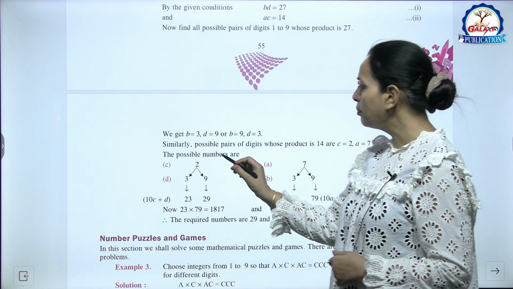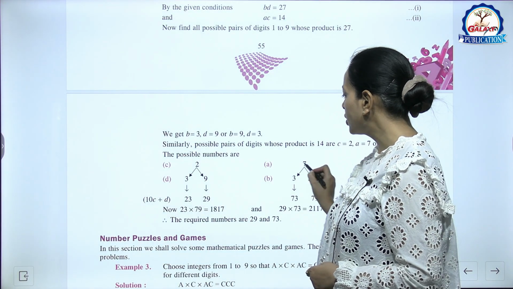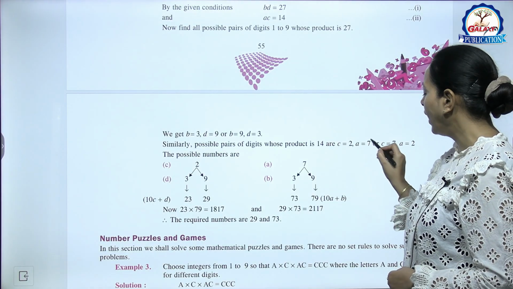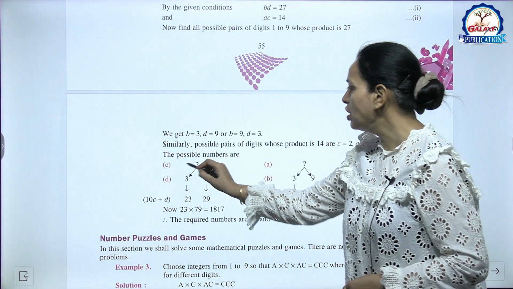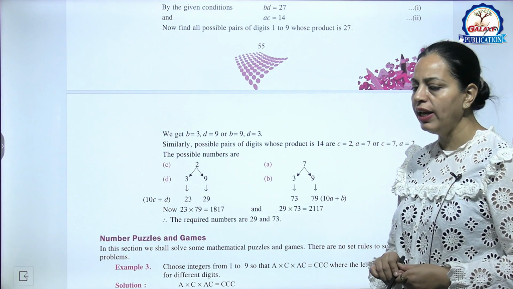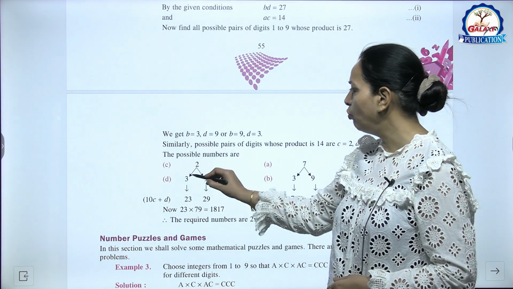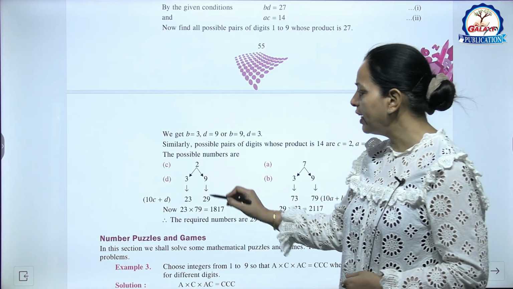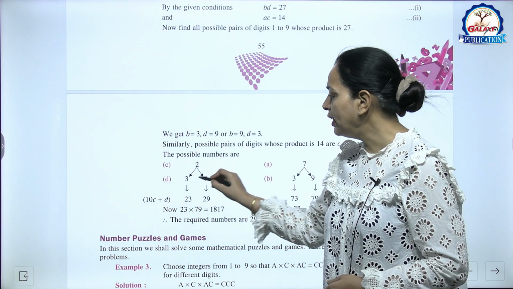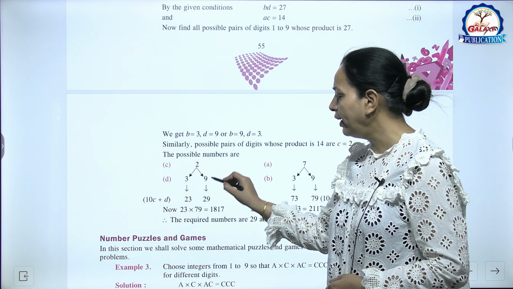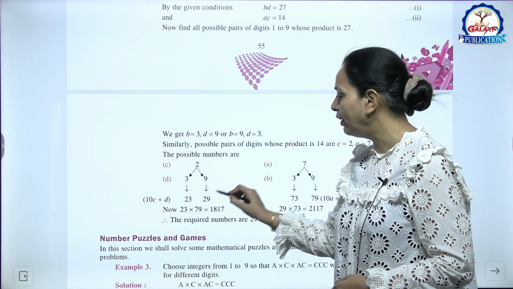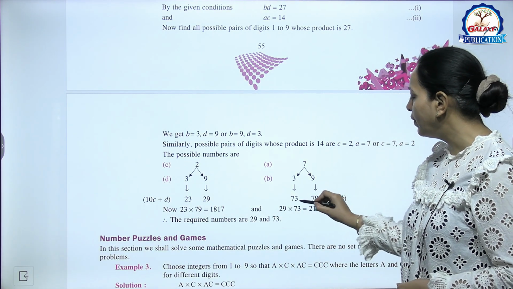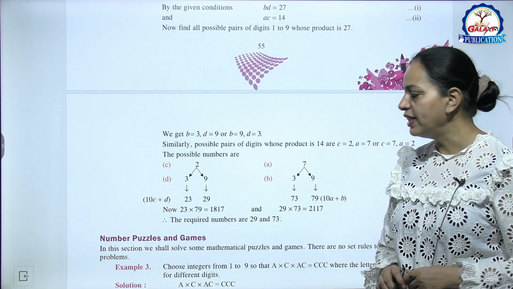So possible numbers are, हमारे पास कौन कौन से digits possible हैं? 2 and 7. c is 2, okay, and a is 7. So c is 2 and a is 7, and d में हम we can take 3 or 9 और b को भी 3 or 9. So let's take c as 2 and d as 3 or 9. अगर 3 और 9 लेंगे तो numbers बनेंगे 23 and 29 और ऐसे इसमें number बनेंगे 73 and 79.